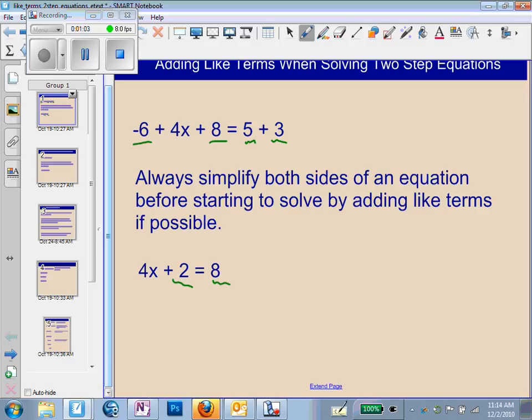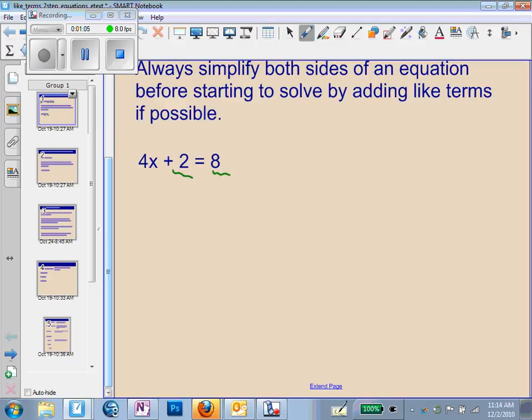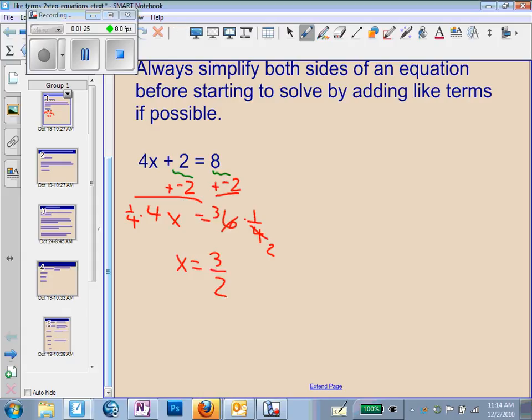Once you get to this point, you can go ahead and solve the equation as usual. So now we can move on to adding the opposite to both sides, and then multiplying by the reciprocal on both sides. So x equals 3x.